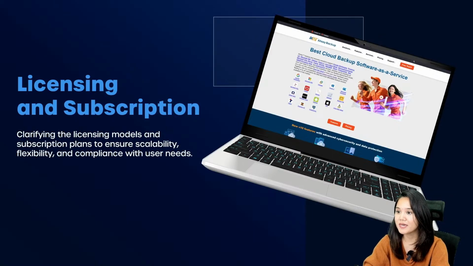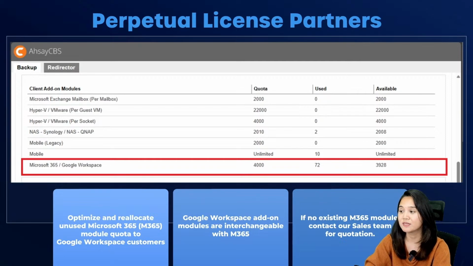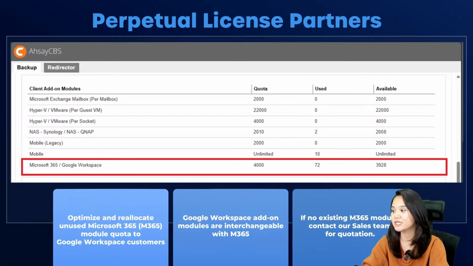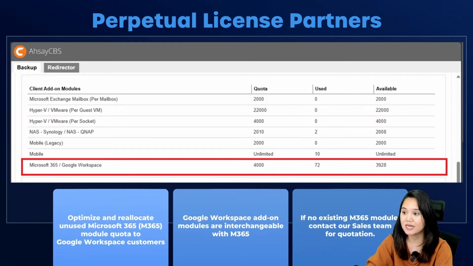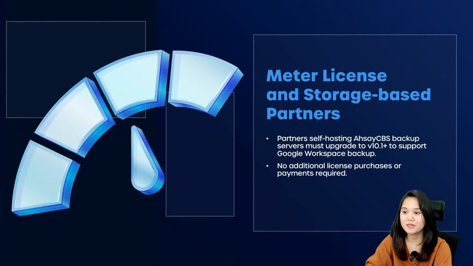Our Google Workspace licensing is designed to be flexible. First, for our perpetual license partners, flexibility is key. You can optimize and reallocate unused Microsoft 365 module quotas to Google Workspace customers. Our Google Workspace module is interchangeable with the Microsoft 365 module. If you don't have an existing Microsoft 365 module yet, you may reach out to our sales team for a quotation.